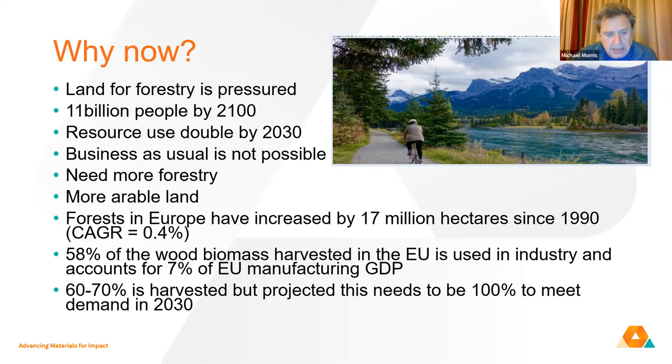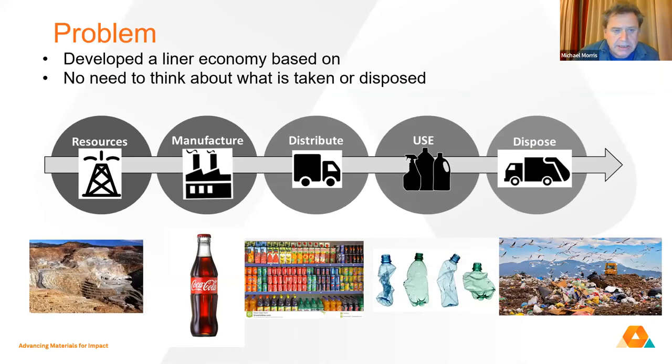About 60-70% of all wood is harvested, but it's projected that just to meet demand in 2030, that 60% overall efficiency will have to change to 100%, if we're just due to meet the current demands. So everything is going to drive prices up because of land prices, etc.